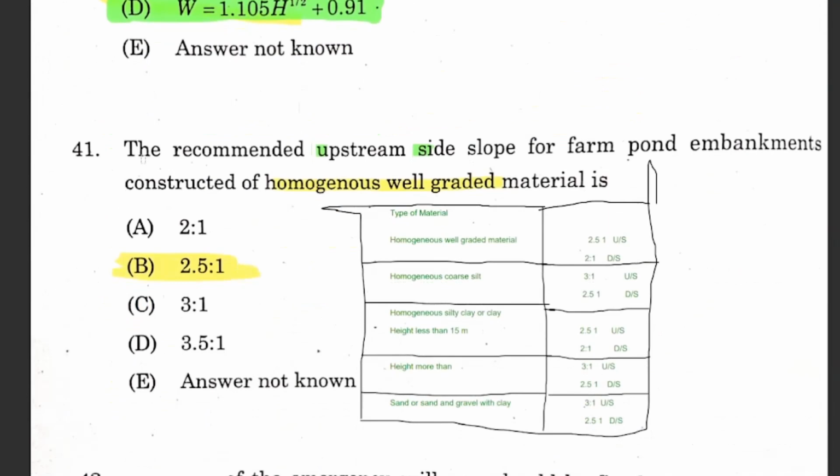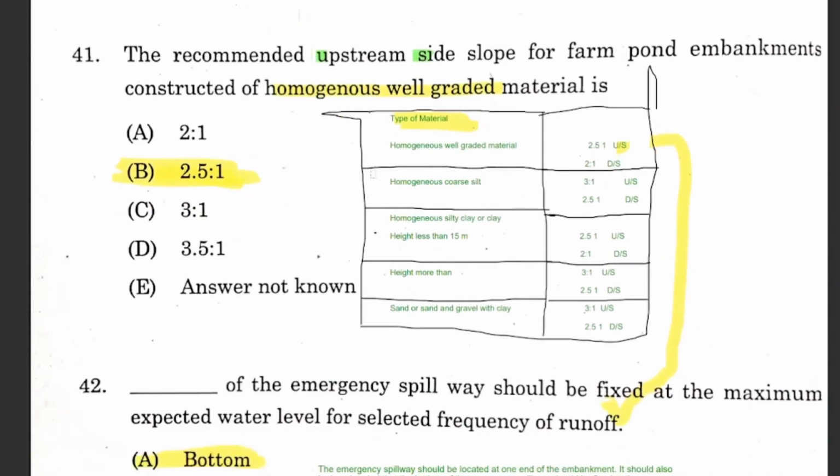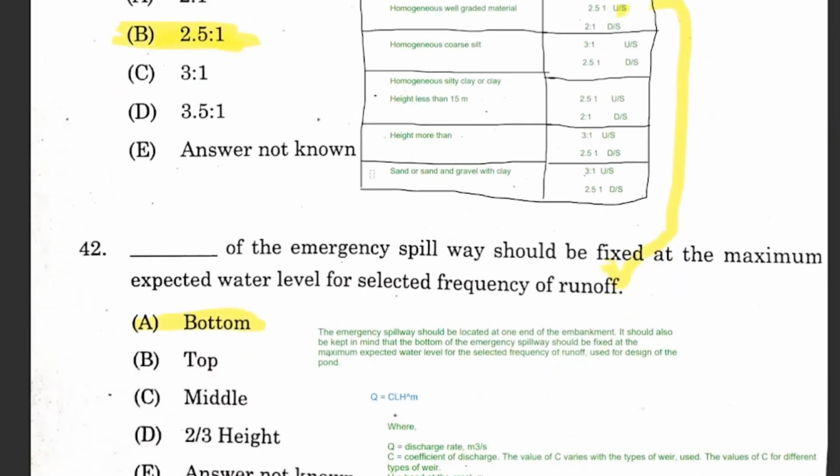Next one is question number 41. Recommended upstream side slope of farm pond embankment constructed on homogeneous well graded material is. So that upstream slope ratio is 2.5 is to 1, and here it mentions the type of material and its slopes according to upstream and downstream. So you can read this information, and this is very important information regarding this type of questions. This is asked many times.